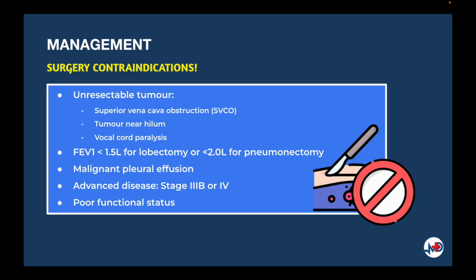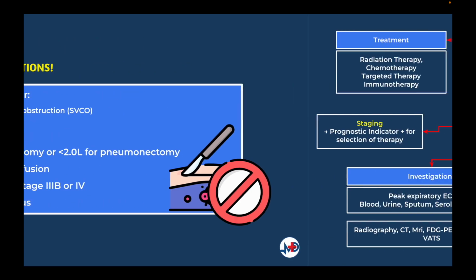Even though surgery is one of the modes of therapy for bronchial carcinoma, there are certain contraindications to surgery, and these include unresectable tumors such as those with complications like superior vena cava obstruction, a tumor near the hilum, and presence of vocal cord paralysis. The FEV1 being less than 1.5 liters for lobectomy or less than 2 liters for pneumonectomy. Other contraindications include malignant pleural effusion, advanced disease such as in stage 3B or 4 where metastasis is present, as well as a poor functional status to begin with.